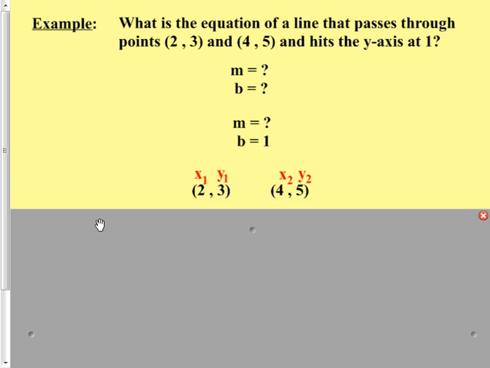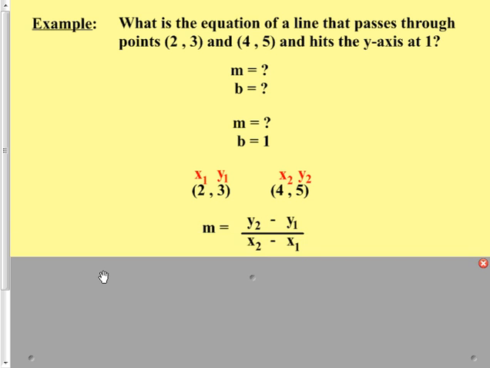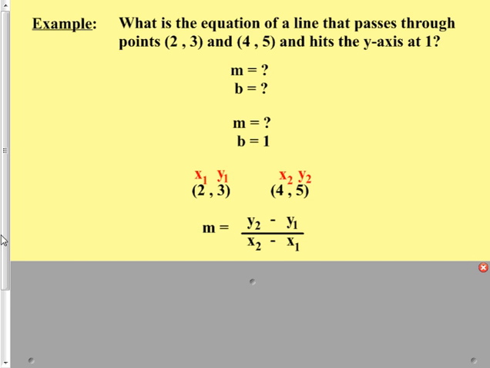So the first thing we're going to do is take our 2 points, (2, 3) and (4, 5). We're going to label them (x1, y1) and (x2, y2), just like we've been doing for the last several classes. The next thing we're going to do is write down our formula, and the formula for calculating slope is m equals the difference of the y values over the difference of the x values.